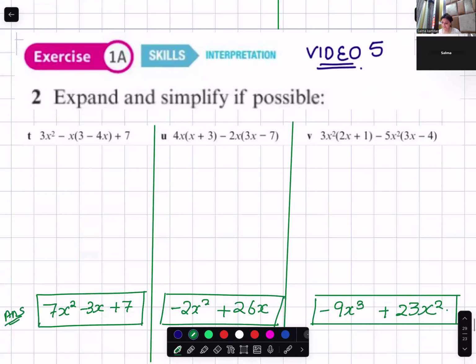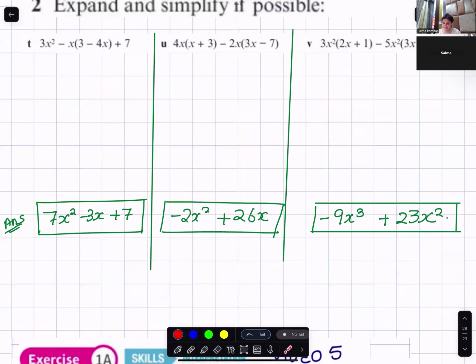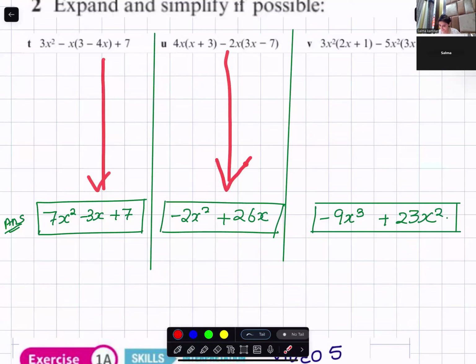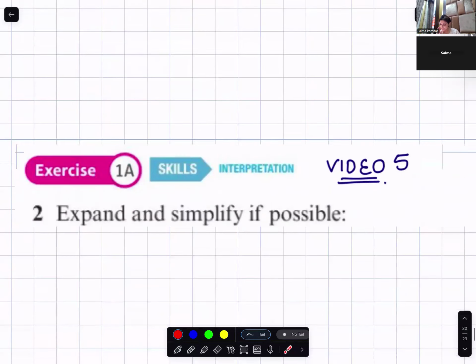So with this, there are three more sums which you could practice, and the answers are over here. You need to be very careful that when there is a minus sign outside, it is going to change the signs of the things inside. Practice, practice, and try to match with the answers. If you have any doubts, you can ask me in the link below.